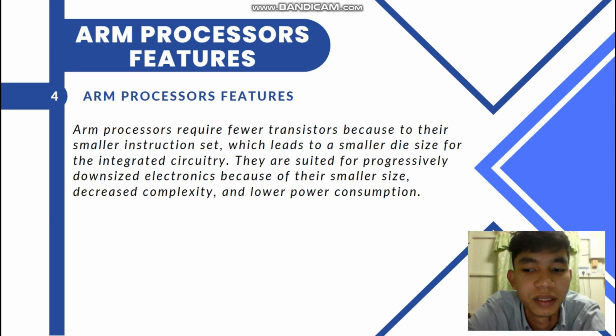I'm going to present about ARM processor features. ARM processors require fewer transistors because of their smaller instruction set, which leads to a smaller die size for integrated circuitry. They are suited for progressively downsized electronics because of the smaller size, decreased complexity, and lower power consumption.